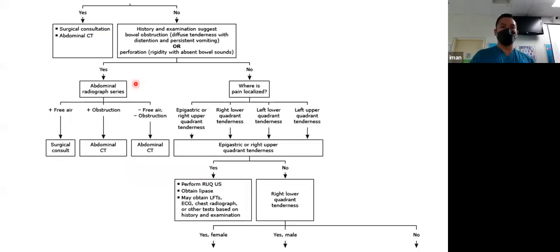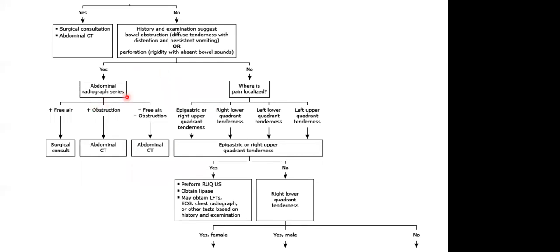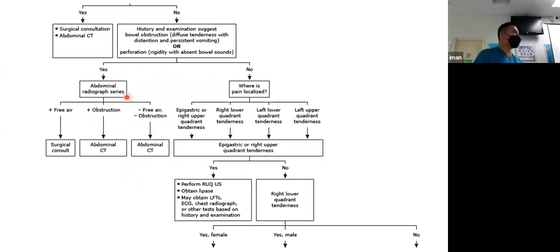So if yes, again the same. If no, then we go to bowel obstruction. Okay. If bowel obstruction, yes, we will obtain abdominal radiograph series. So we'll see if we can find some free air, ada obstruction on the abdominal CT, ataupun basically free air and also obstruction.